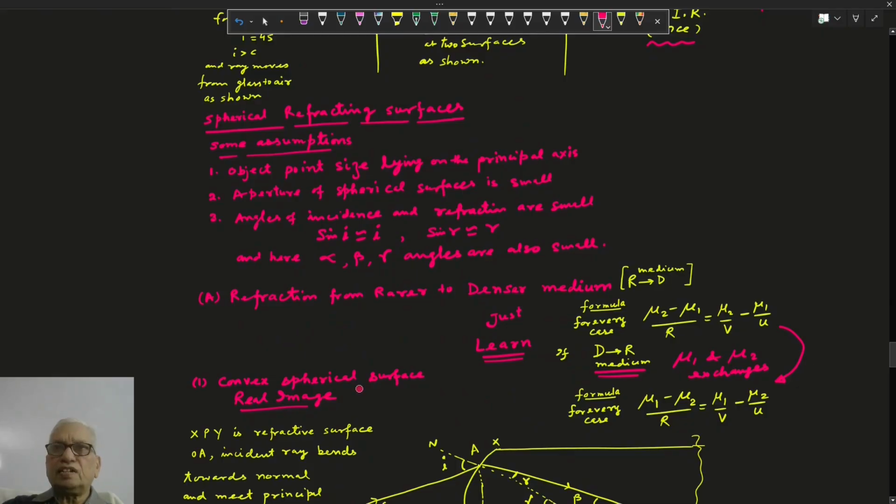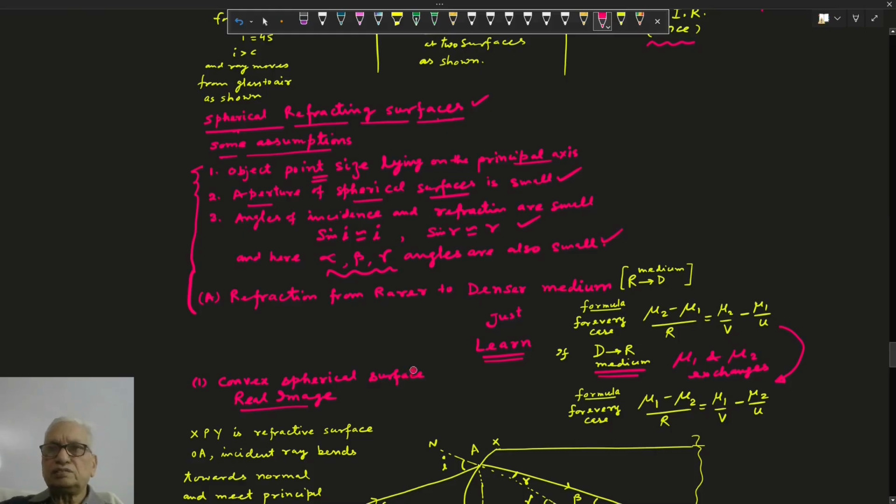Now spherical refracting surfaces. There are some assumptions here. Refraction from the spherical surfaces may be convex, may be concave. There are some more assumptions you have to take into account: the object is a point size object lying on the principal axis, the aperture of the spherical surface is very small, the angles of incidence and refraction are very small, and the alpha and beta angles are also very small.